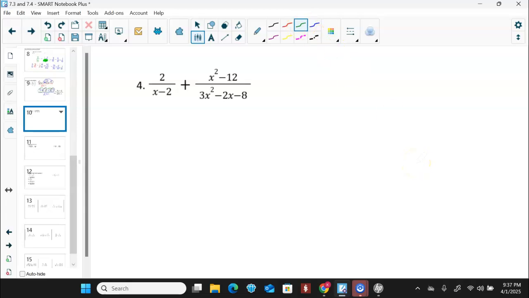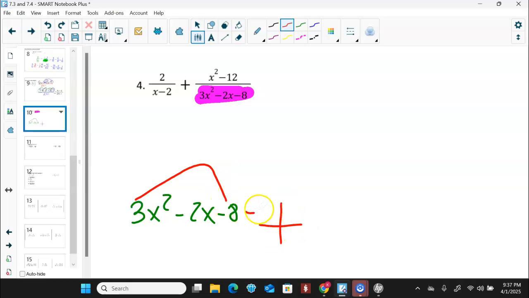So let's start with the bottom here because we want the bottoms to be the same. So let's write it right here. This is 3x squared minus 2x minus 8. Once again, we multiply the first number times the last one. Negative 24 has to equal negative 2 in the middle. Two numbers that multiply to 24 and can give me a 2. It's 4 and 6, and 6 has to be negative.